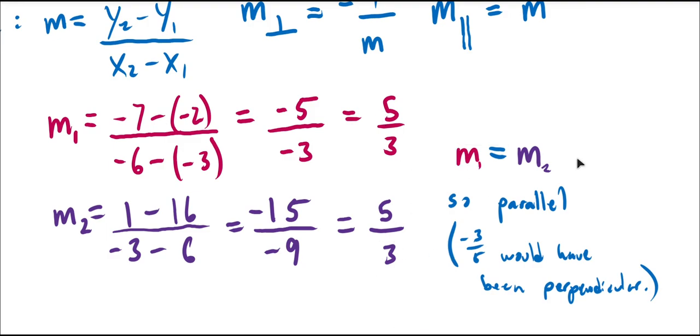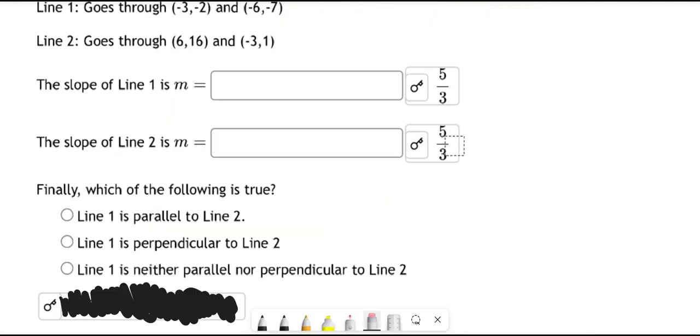The slope of line 1 is equal to the slope of line 2, and so they are parallel. If one of them had been 5/3 and the other had been negative 3/5, that would have been perpendicular. And if they were unequal in any other way, they would have been neither. Checking our work by looking at these answers, we move on.